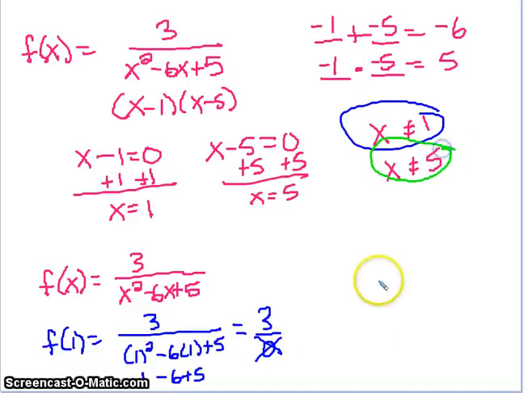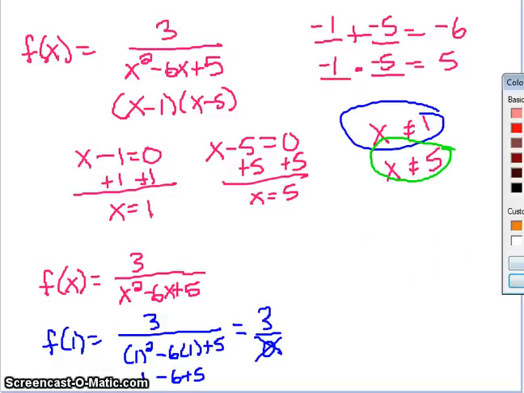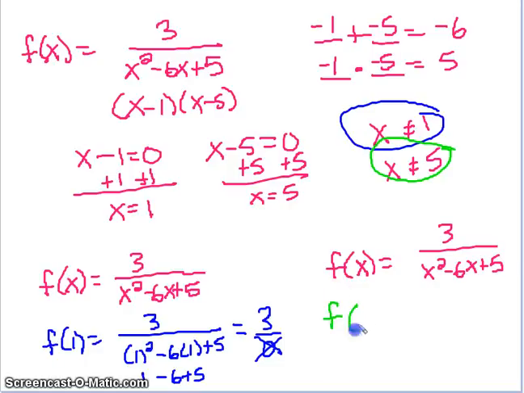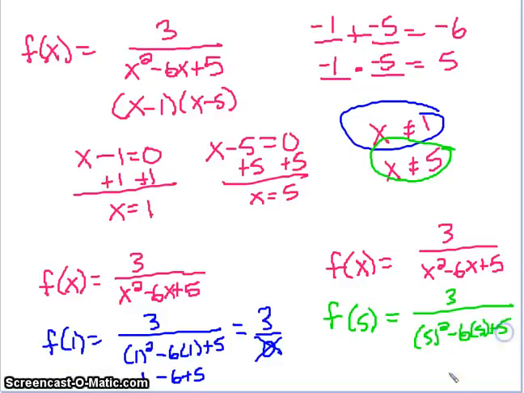And if we take x equal to 5 and plug back into our original function of f of x equals 3 over x squared minus 6x plus 5, if we have f of 5, then we get 3 over 5 squared minus 6 times 5 plus 5. So 25 minus 30 plus 5, once again, it's going to give us negative 5 and 5 or 0. So we cannot have 3 over 0. This isn't going to work.